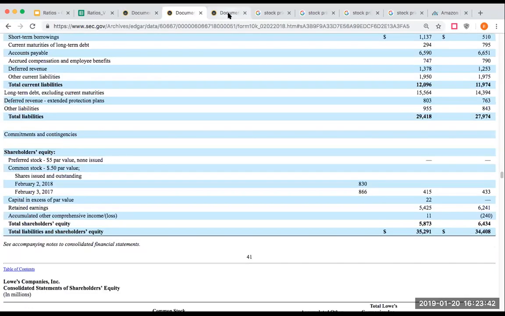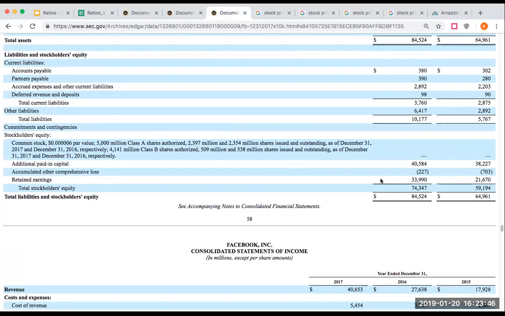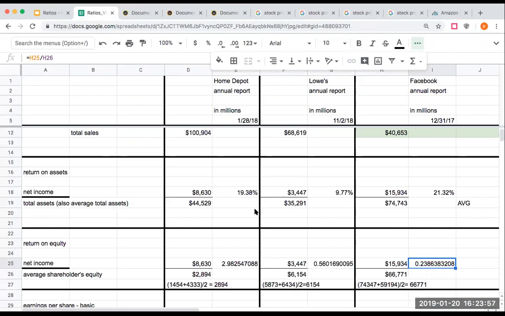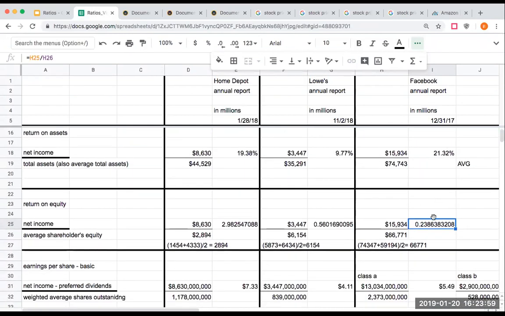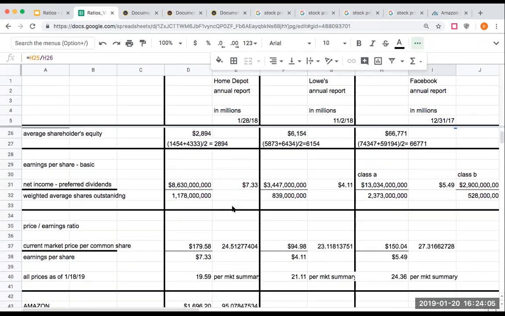Obviously, for these numbers, you want this particular one to be the higher, the better. So here's Facebook. Their equity went from 59 billion to 74 billion, mainly as a result of an increased overall retained earnings. And so that's what we have over here. So the next number we're going to look at, that's return on equity. The next one here is earnings per share.